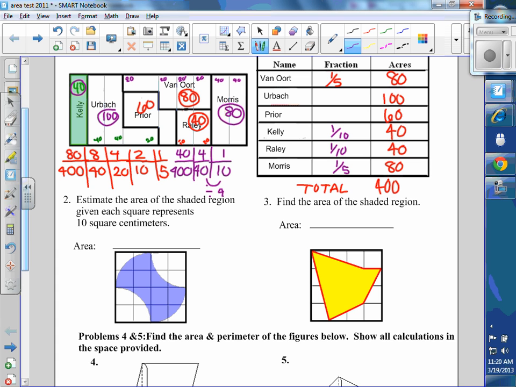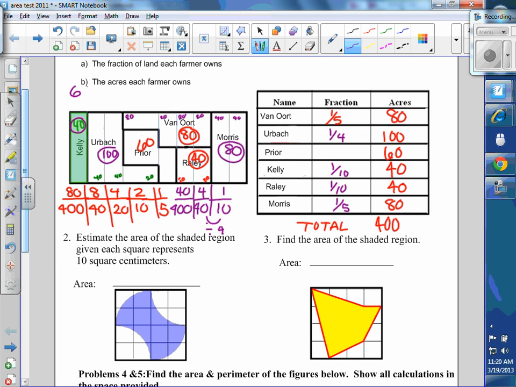How about 100 out of 400? Yeah, Jason. Isn't it 1/4? Yeah. 100 out of 400 is the same as 1 out of 4. So we need to do one more. I'll do it right up here. 60 out of 400 is the same as what? 6/40, which is the same as 3/20. Good. So 3/20.